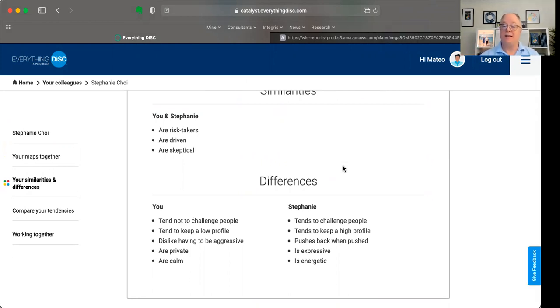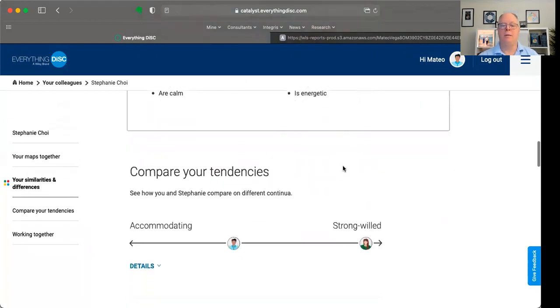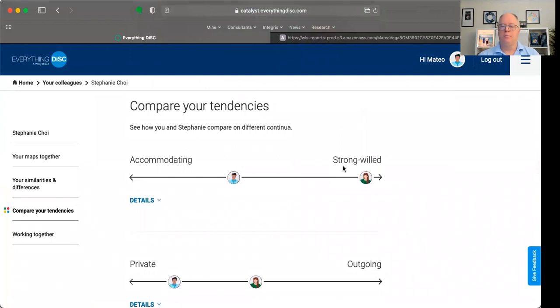Because Stephanie brings stuff to the table that Mateo doesn't. And the same going the other way from a style perspective. So how can we meld those things to be as effective as possible going forward? It's also going to help us compare to one another across multiple different continua of behavioral characteristics.